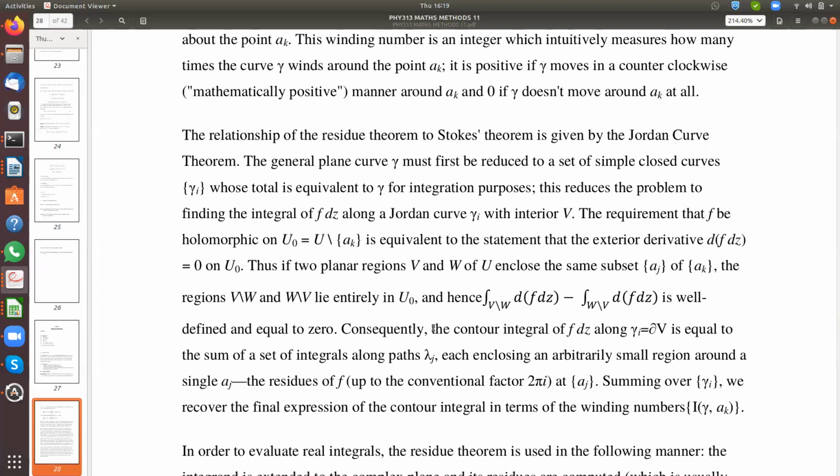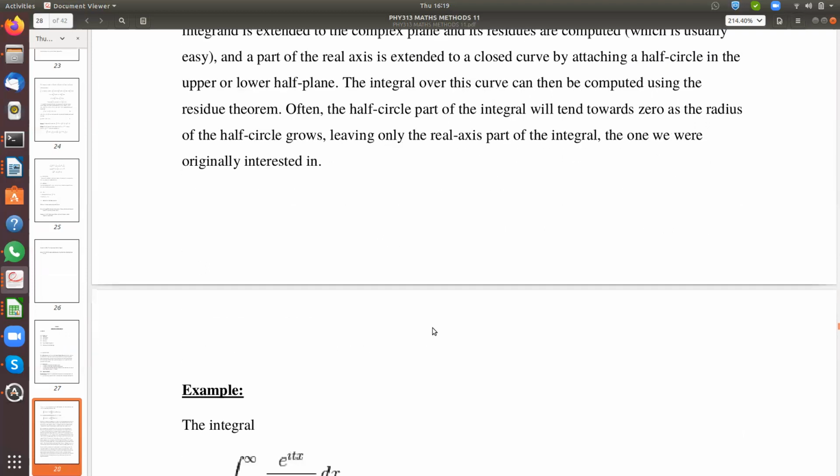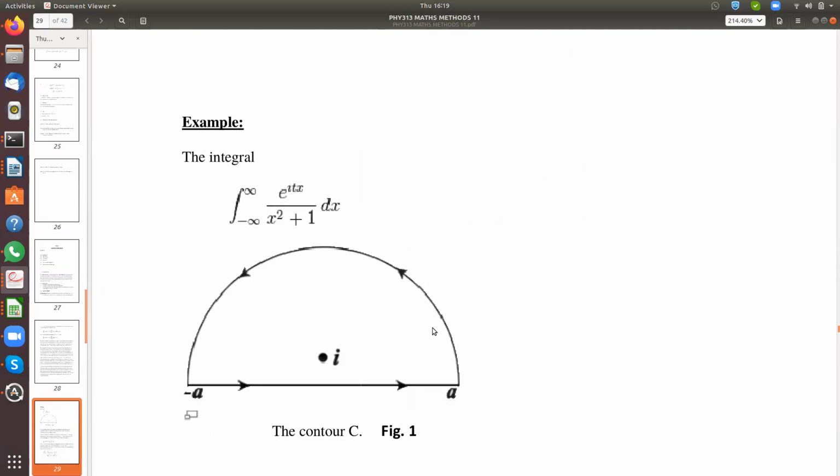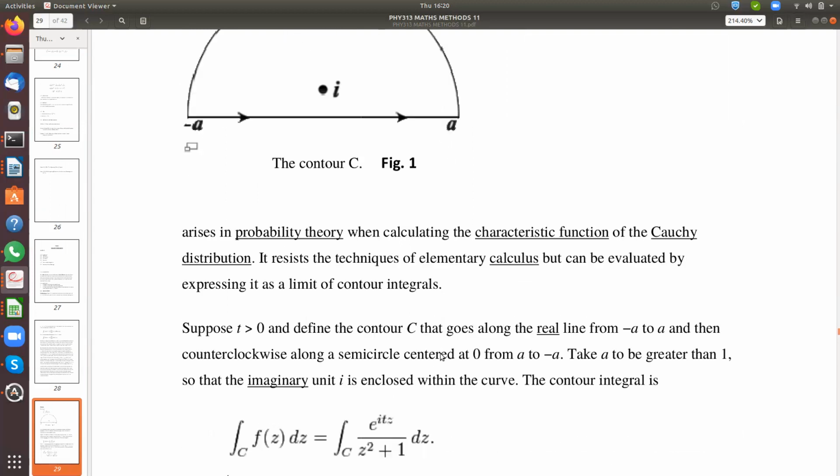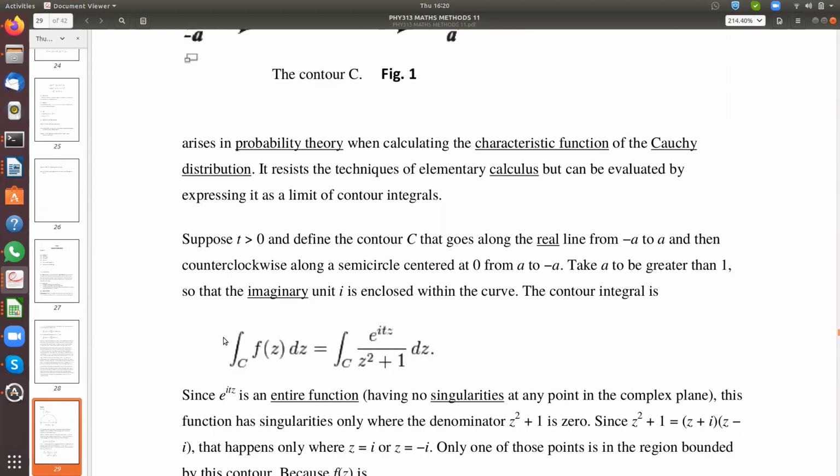Okay. Let's go down. Now let's look at an example, then we see how this thing is being done. Say the integral from negative infinity to positive infinity of exponential itx divided by x squared plus 1 dx. So we want to integrate this now, and we want to use these procedures to solve the problem.